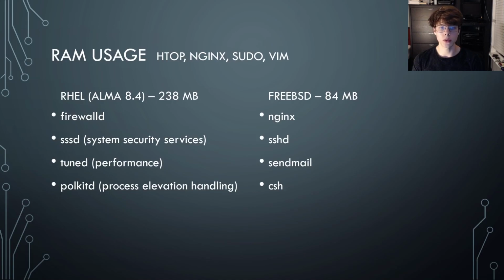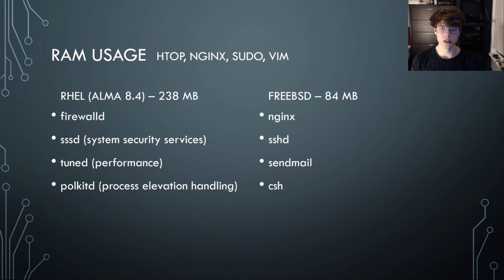Looking at the RAM utilization a little bit more, these are the top RAM-utilizing applications. You're going to see FirewallD, or Firewall Daemon, SSSD, or System Security Services Daemon, Tuned, which is a performance application, and then Polkitd, more of a process elevation handling daemon. These are the top four users, and NGINX doesn't even show up in this, Bash isn't showing up, HTOP isn't showing up. So even though those applications are running, these are utilizing much more RAM, which gives you that 3 times higher RAM usage.